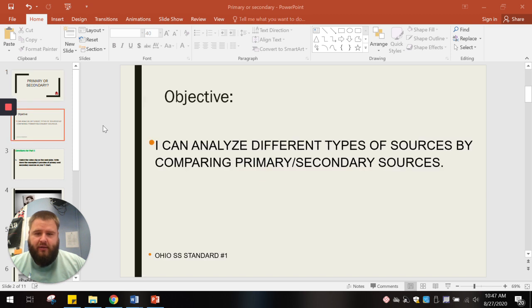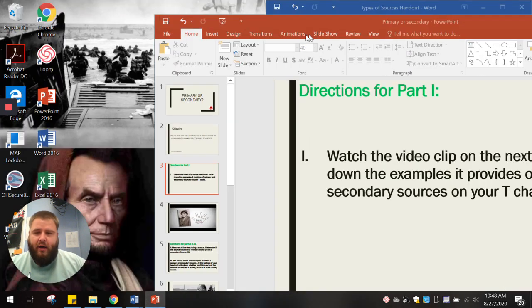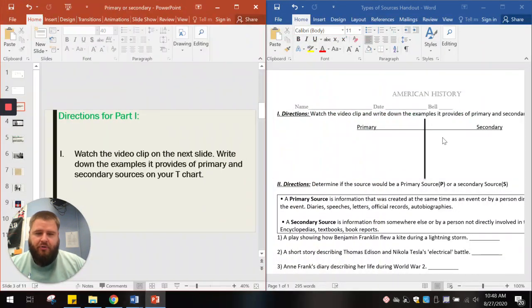So the objective, what's our goal for the day? For you, the student, well, I can analyze different types of sources by comparing primary and secondary sources. I'll bring up our handout for the day that is also on Google Classrooms. At the top of it here, you have a little T-chart.